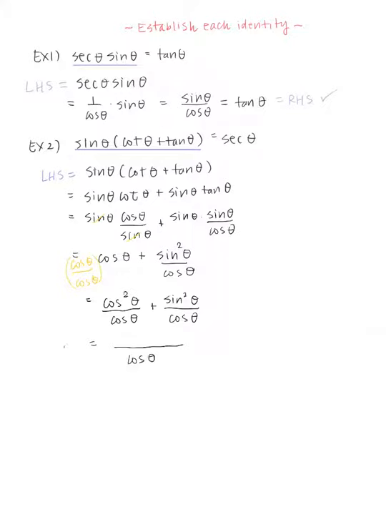Then you're going to have cosine of theta on the bottom, and on top, cosine square of theta plus sine square of theta. Okay, now what? The numerator, sine square plus cosine square, equals 1 by the Pythagorean identity. So we're going to use that. So here what we're going to get is 1 over cosine of theta. And what's 1 over cosine? That will be secant of theta. Okay, is this what we wanted to prove? Yes, it is. So this is the right-hand side, and we have established the identity.